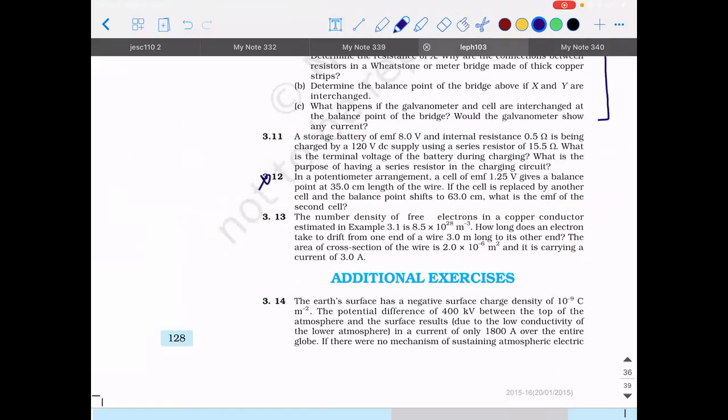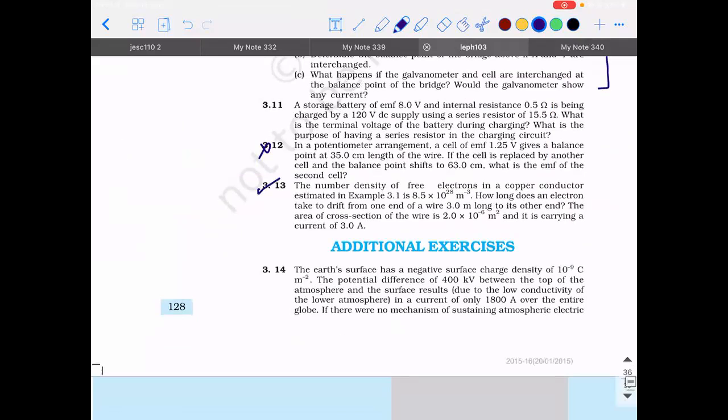So potentiometer will not do it now. The last problem that you're going to see is: the number density of free electrons in a copper conductor estimated in example 3.1. So number density is 8.5 into 10 power 28 per meter cube. How long does an electron drift from one end of the wire of length 3 meter towards the other end? The area of cross section of the wire is 2 into 10 power minus 6 meter square and it is carrying a current of 3 ampere.